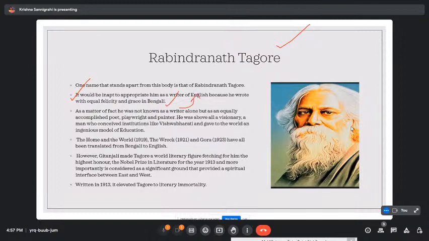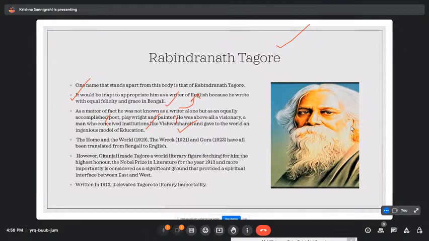So, as a matter of fact, he was not known as a writer alone, but as an equally accomplished poet, playwright, and painter. So, he was definitely creative. Creativity exuded from him. So, he was above all a visionary, a man who conceived institutions like Vishwabharati and gave to the world an ingenious model of education. So, Tagore's conception of education and his idea of how the world should be is there in his poem, Where the Mind is Without Fear.